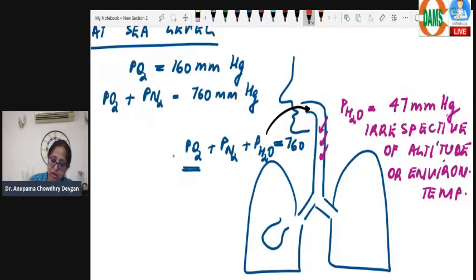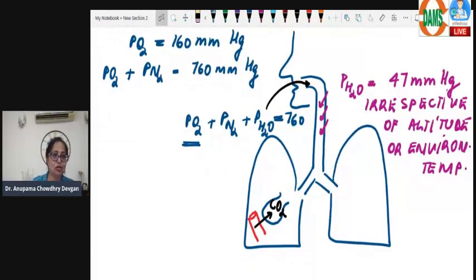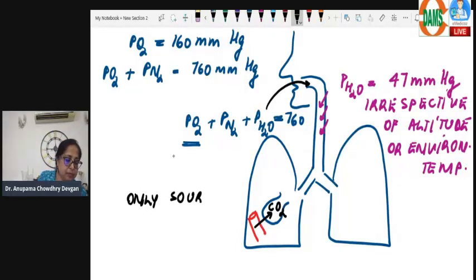As the air goes into the alveoli, another change happens, and the next change is the addition of CO2. Please remember, the only source of CO2 is the blood. So from the blood, CO2 enters into the alveoli. There is hardly any CO2 in the atmosphere. Whatever CO2 we breathe out is used by the plants and dissolves in water bodies. So the only source of CO2 in the alveolus is the blood.